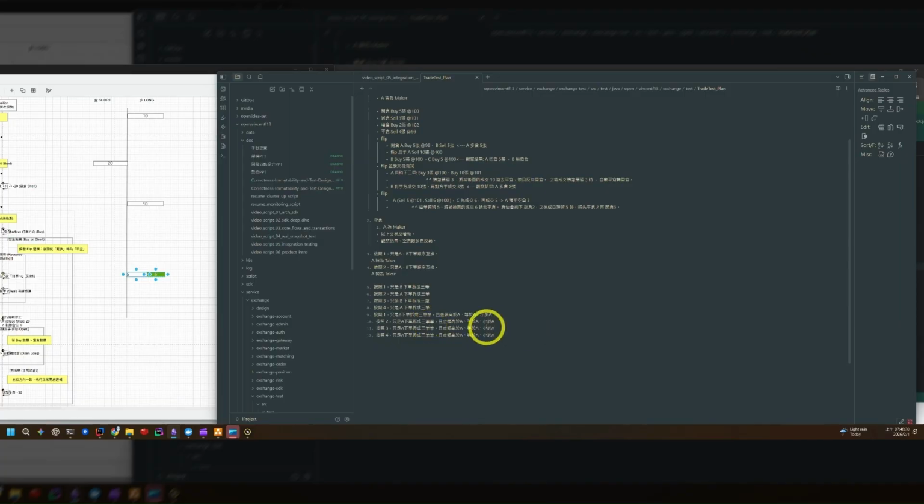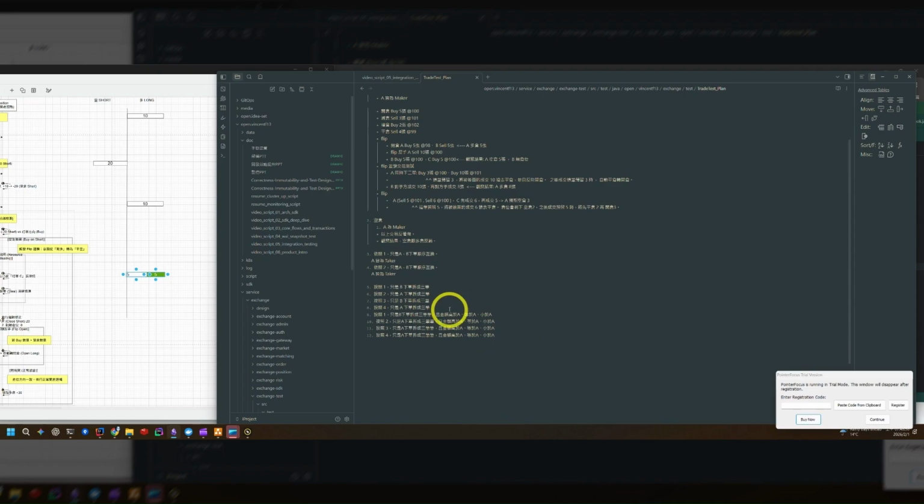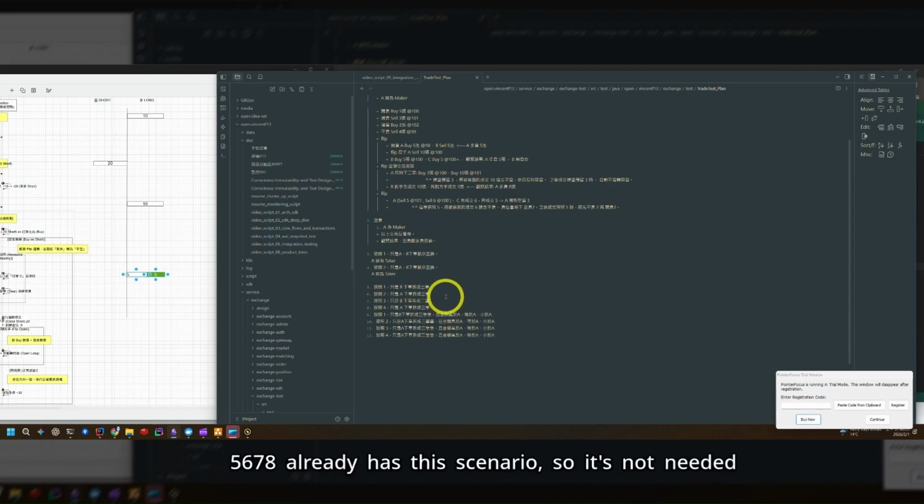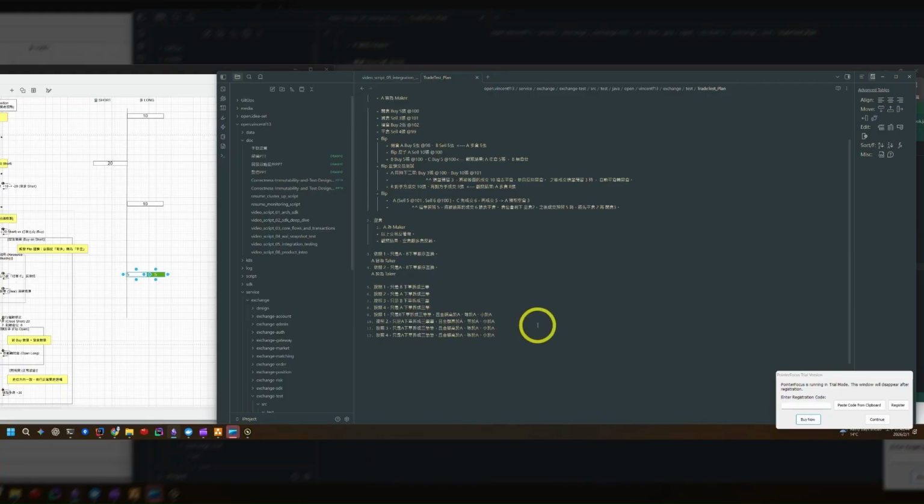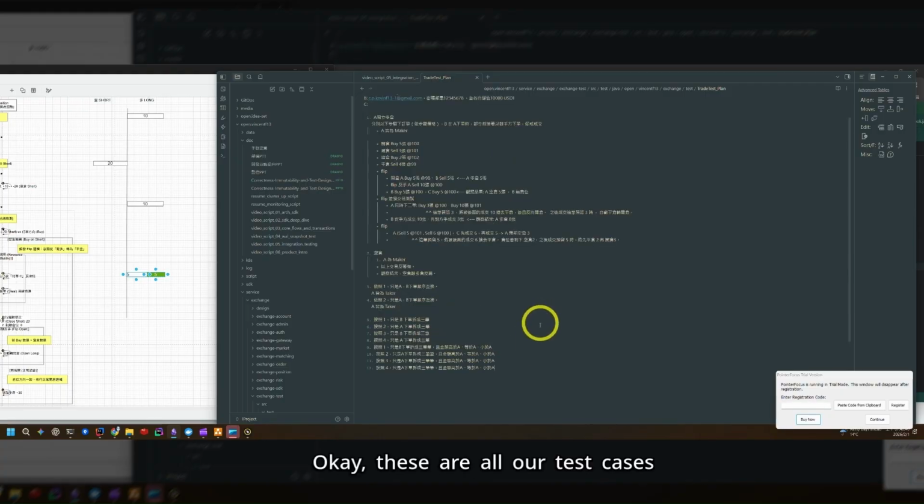Let me see. 3 and 4. 5, 6, 7, 8 already have this scenario, so it's not needed. Right, okay, that's fine. Okay, these are all our test cases.